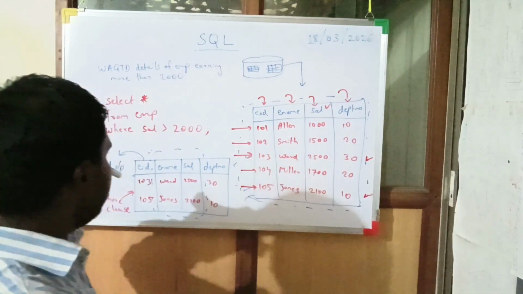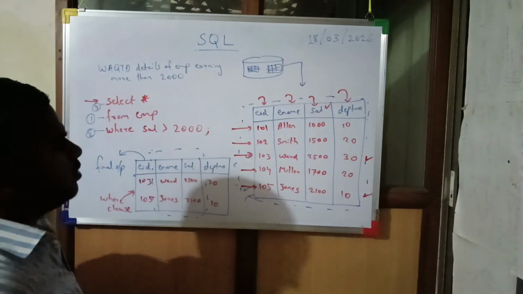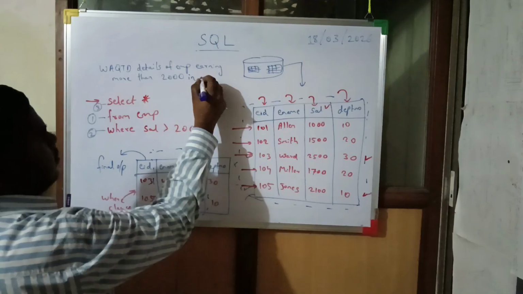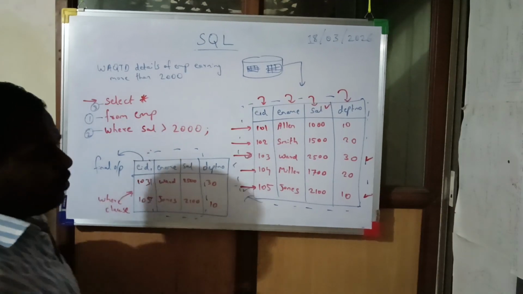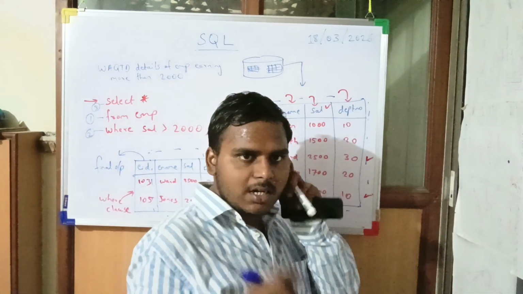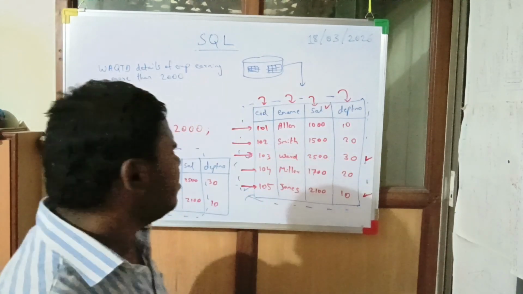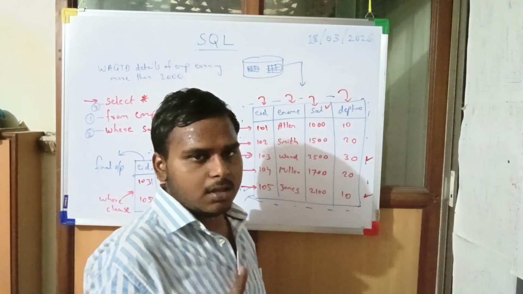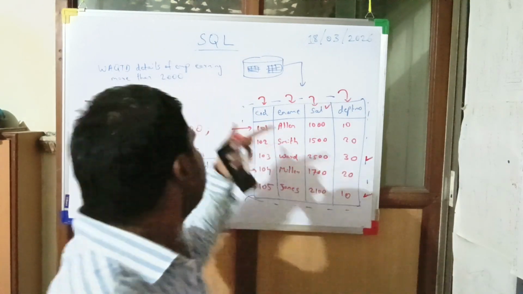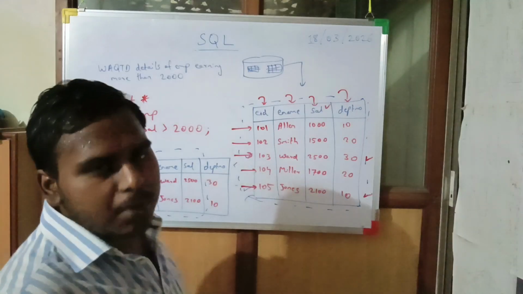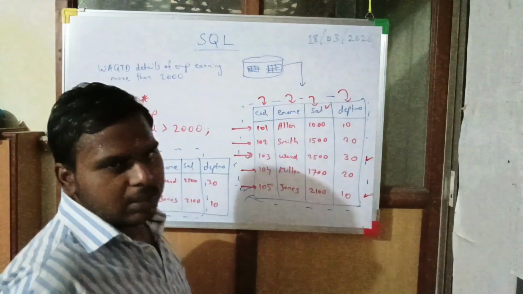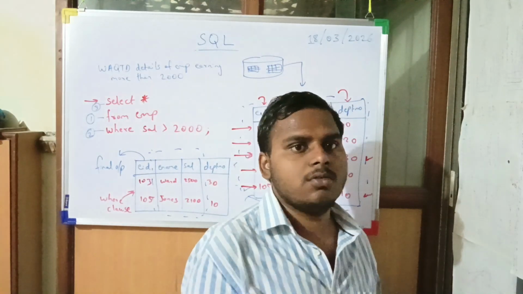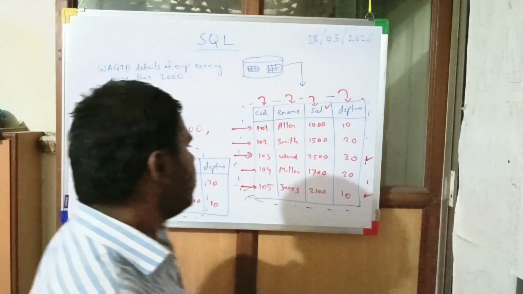Suppose I give you a question: who are earning more than 2000 in department 10? That will be a multiple condition. For that we need to understand one more concept. Why, sir? Because by looking at the syntax I described, we can write only one condition at a time. But we need multiple conditions, like salary more than 2000 in department number 10, or job equal to manager. For this type of question, the selection concept is not sufficient. We need to learn more about operators, which we will learn later.